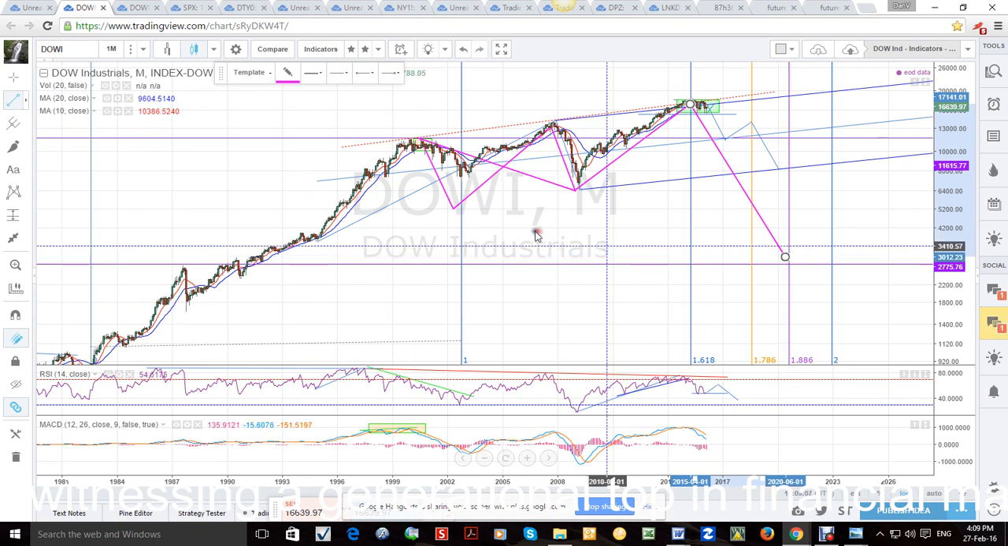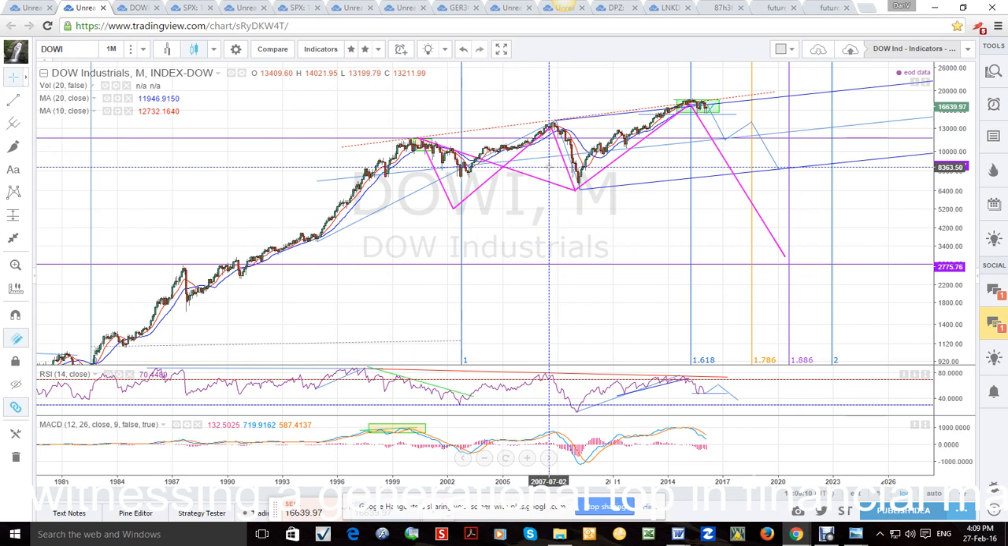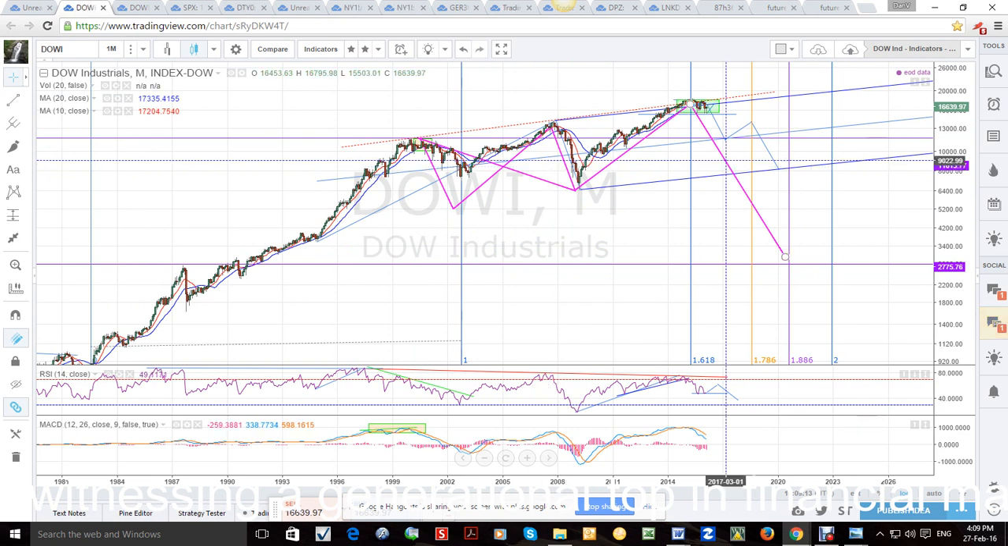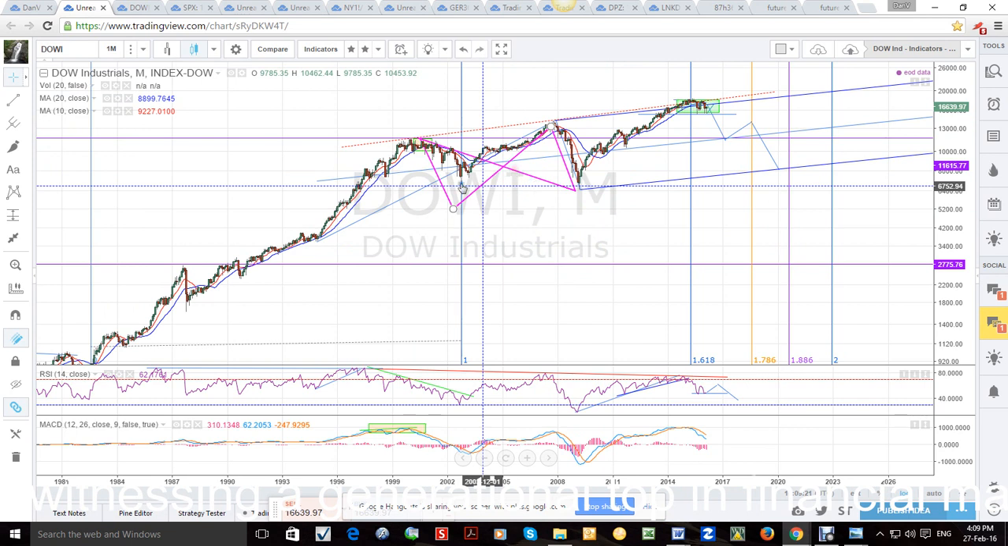Now I don't think that that is necessarily correct, because if that was correct, then the wave B should have really ended at a 138% retracement of the wave A. So I'll just put that on the chart here.